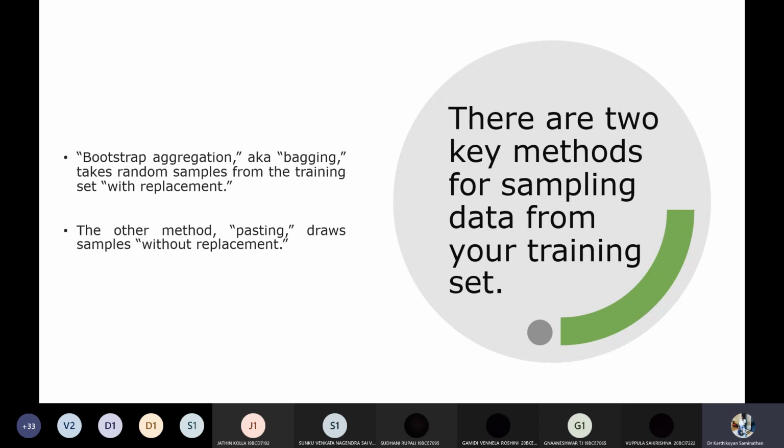Bootstrap aggregation, also known as bagging, takes random samples from the training set with replacement. We take a few random samples and train on them. With replacement, that is what we call bootstrap aggregation. The other method is pasting, where we draw the samples without replacement, meaning we never eliminate the samples. We will see this in detail.